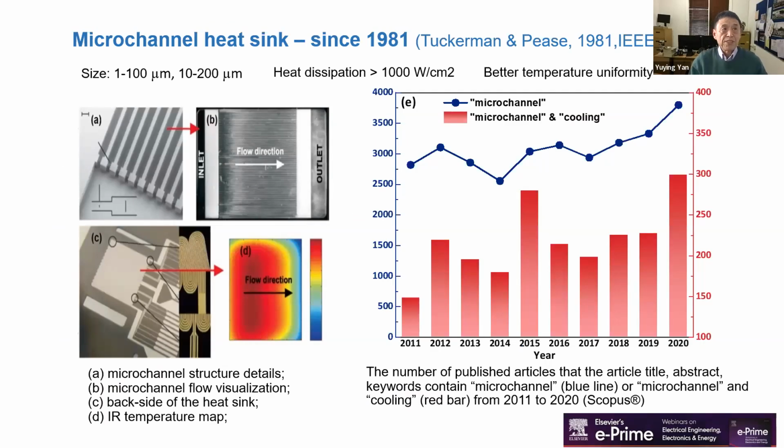Microchannel heating method has been applied for many years now. It was initially proposed in 1981 by Tuckerman and Pease. The size of a microchannel could be as small as 1 to 100 micrometers. Such a microchannel heat sink has a strong capability of heat dissipation because of its large surface area, which could reach more than 1,000 watts per square centimeter, and a better temperature uniformity.